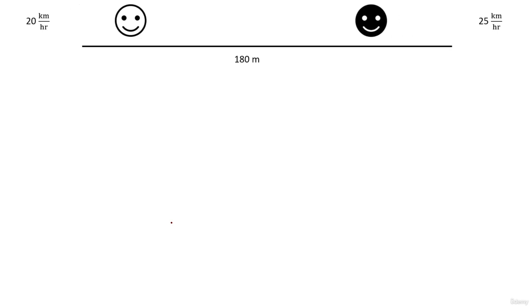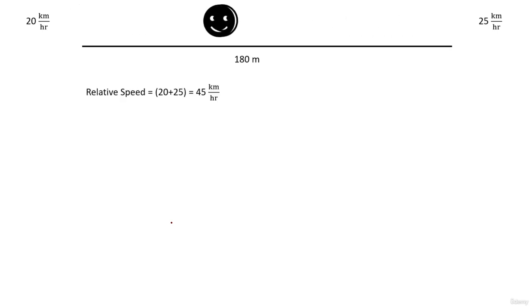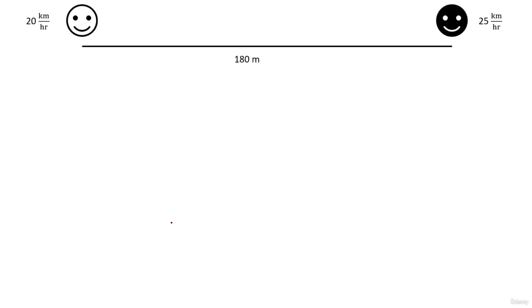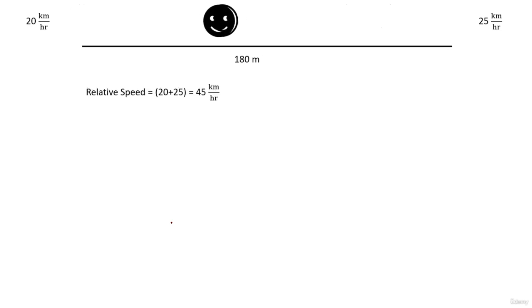Relative speed यहाँ पे क्या हो जाएगा? Relative speed will be the summation of their actual speeds, right? They are moving in the opposite direction, right, guys? So relative speed will be 20 plus 25, 45 kilometers per hour. And likewise, you can find out the time taken to meet. Time taken to meet is distance divided by relative speed, which is 4 hours.